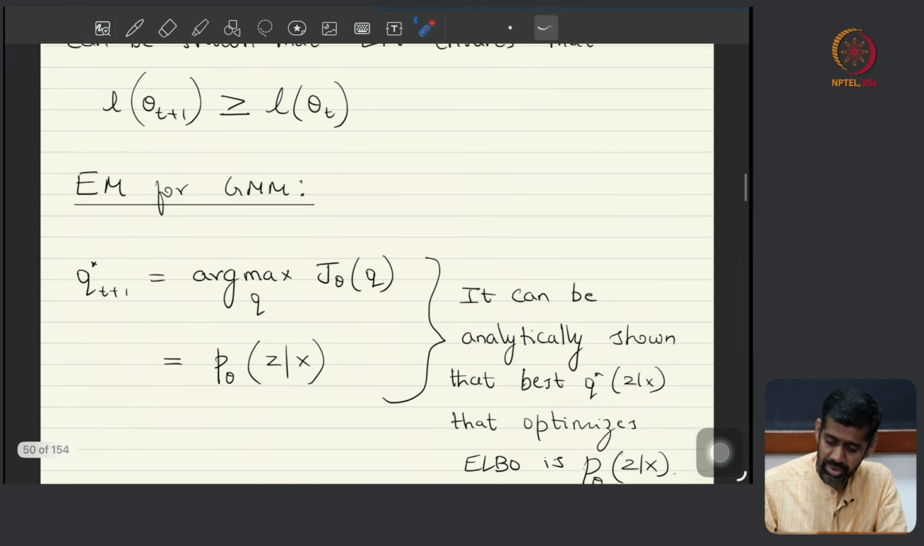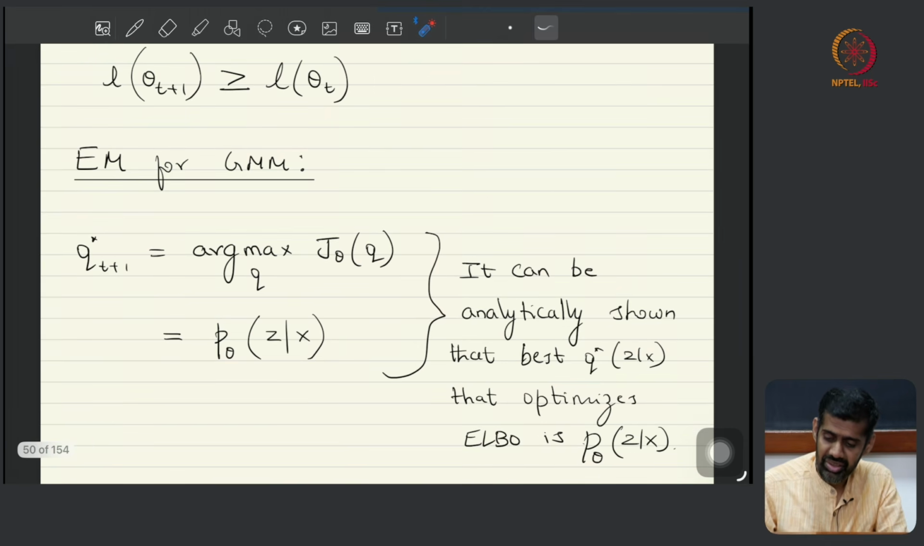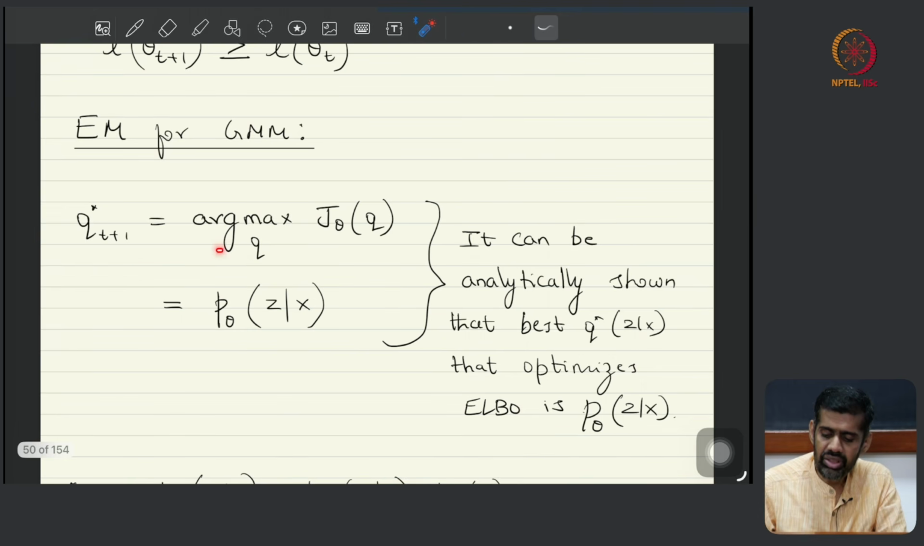This is one thing that is to be shown. The other important thing to be shown is that the optimization problem, which is to optimize the ELBO with respect to q, has an analytical solution, and that analytical solution happens to be p theta of z given x. Now what am I saying? I am saying the optimal distribution that would maximize the ELBO for a given theta is the posterior of z given x under the model distribution, is all that I am saying.